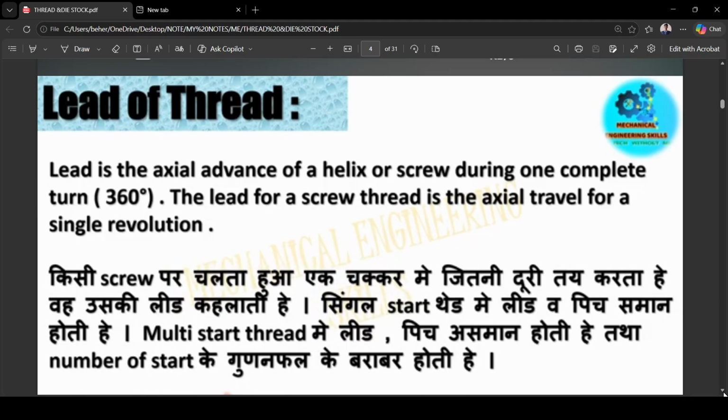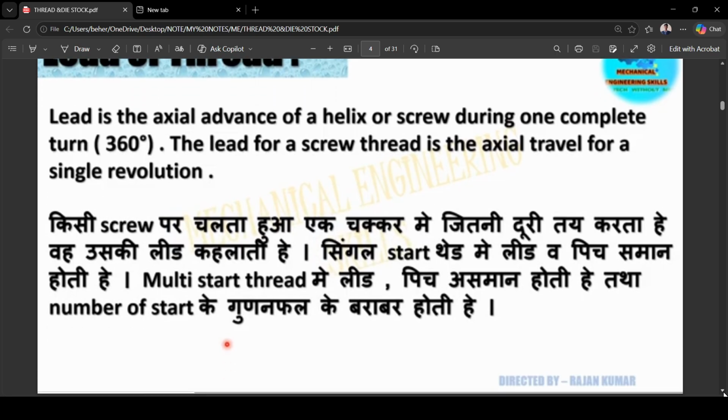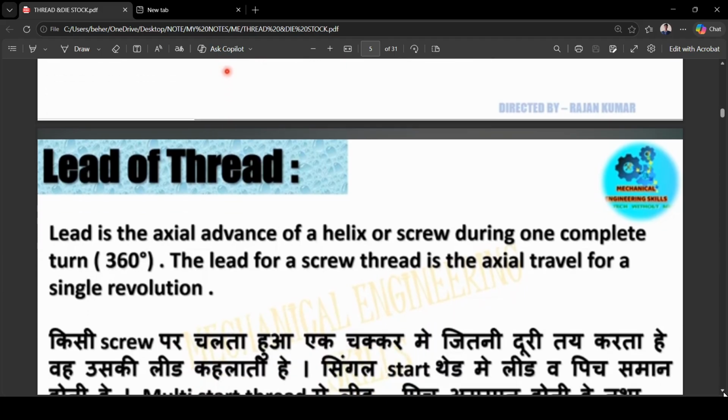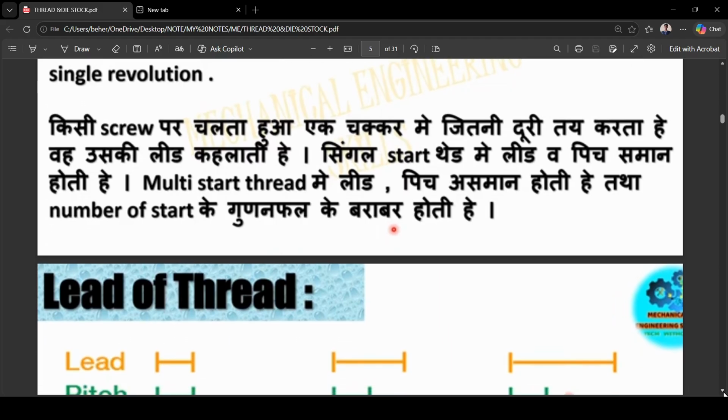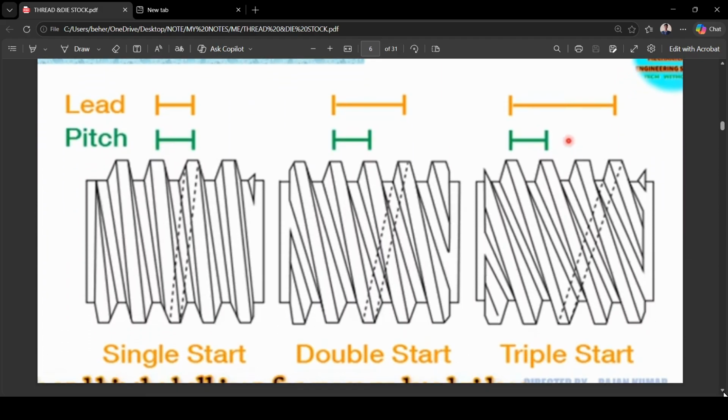Lead of the thread. The lead is the axial advance of a helix or screw during one complete turn of 360 degrees. The lead for a screw thread is the axial travel for a single revolution. See this image: single start, lead and pitch; double start, lead and pitch; triple start, lead and pitch.